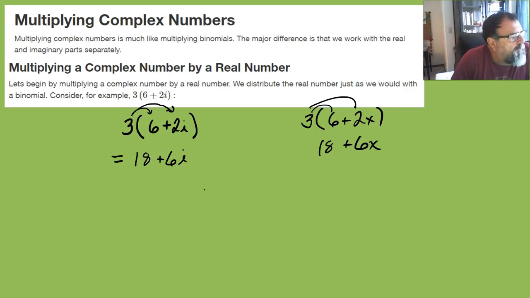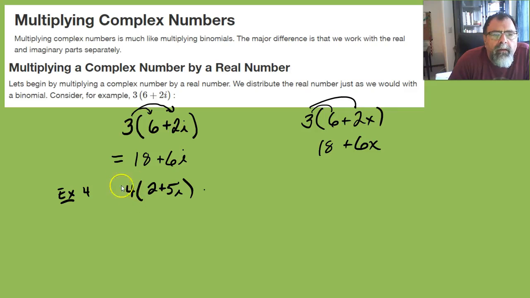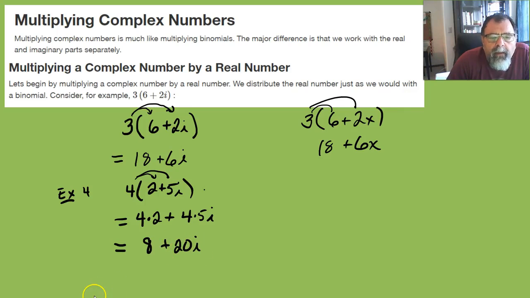All right, let's look at example 4. Multiply 4 times 2 plus 5i. So it's still just a complex number being multiplied by a real number, and it's the same idea. We're just going to distribute. So 4 times 2, 4 times 5i. Again, you don't have to write that step. Just in your head, 4 times 2, we're distributing. That's 8. And then 4 times 5 is 20. And then just leave the i there. And that's it. As simple as that.